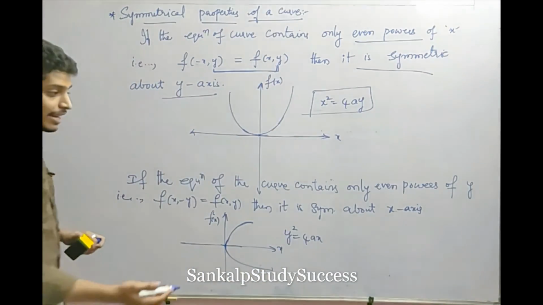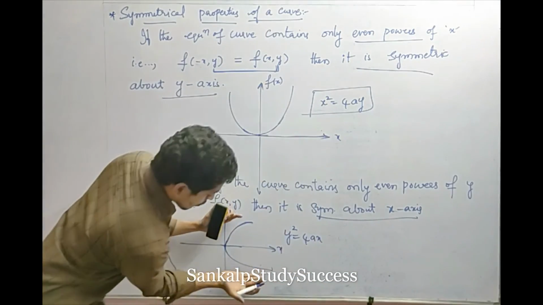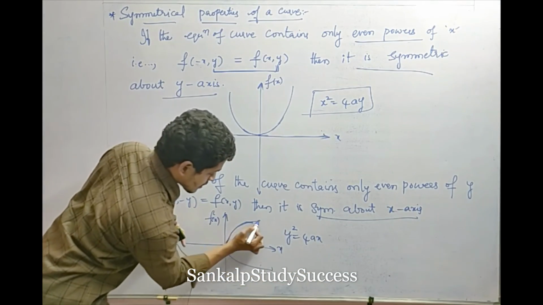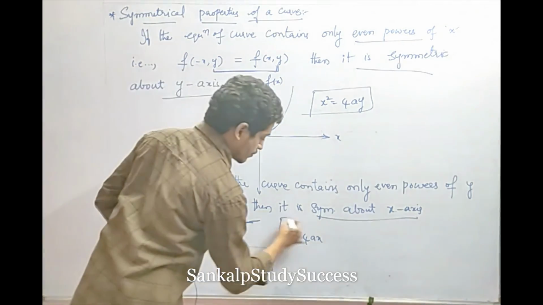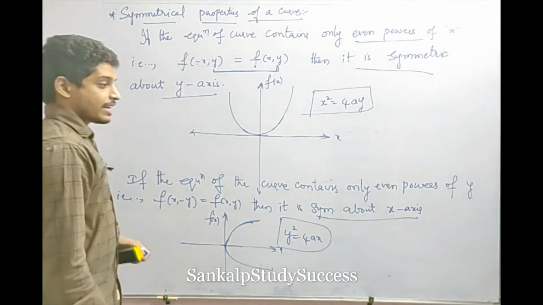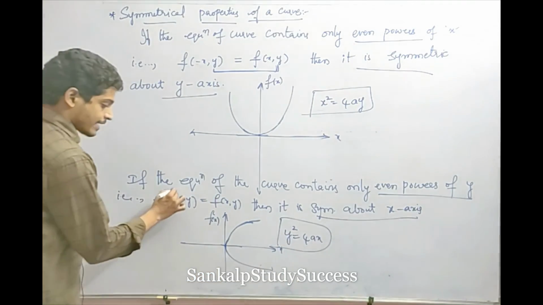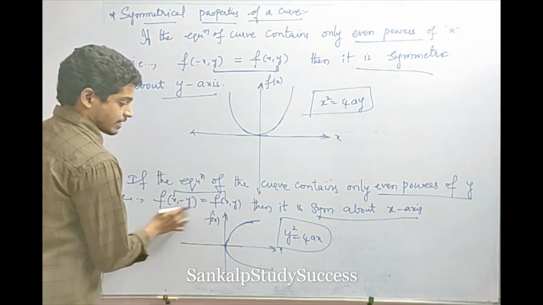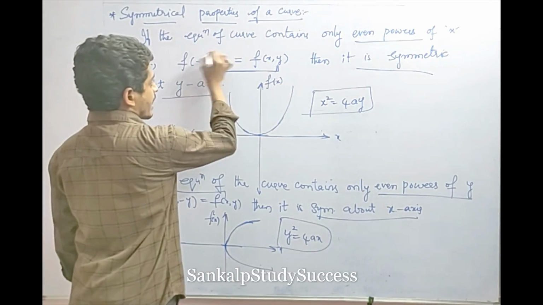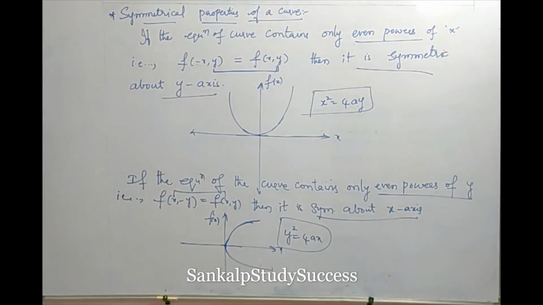If it is symmetric about the x axis, we fold like this, and this curve will touch the other half. y² = 4ax is the equation of this curve, and it has even powers of y. What is the condition here? Here x stays equal and y becomes negative. Earlier, y stays equal and x becomes negative. Remember these two cases. These are the symmetrical properties.